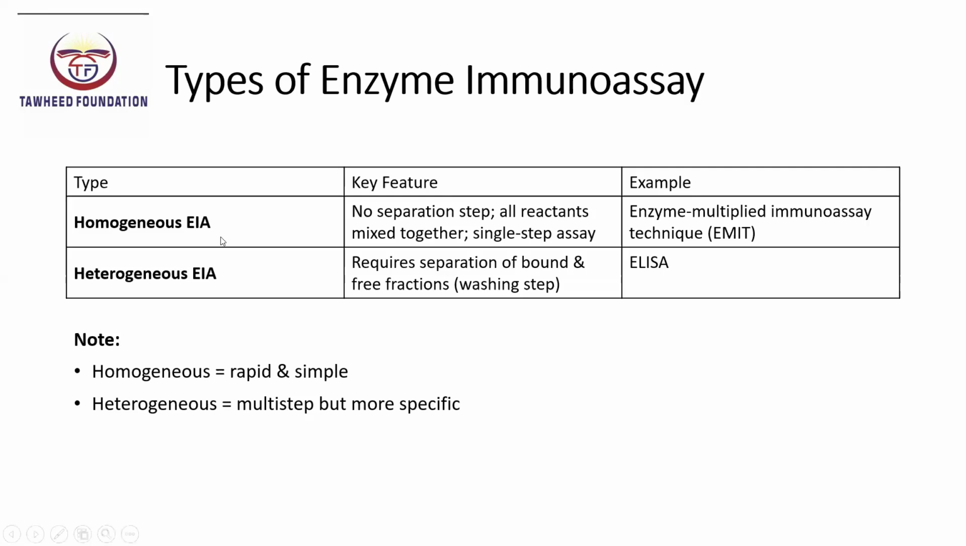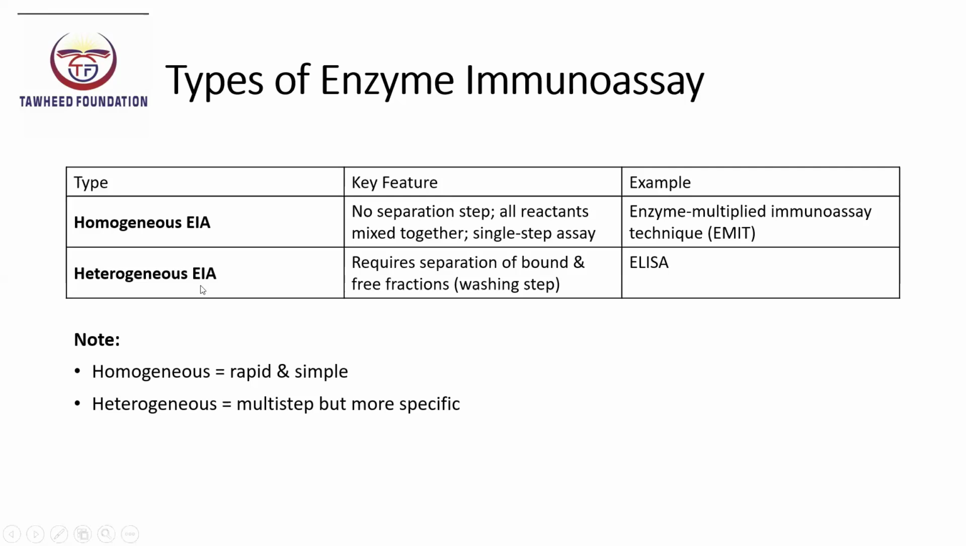That is homogeneous versus heterogeneous. So in this table, it compares homogeneous and heterogeneous enzyme immunoassays. In homogeneous EIA, all reactants, that is antigen, enzyme labeled antibody, and substrate are mixed together in a single phase. There is no separation step, making the assay rapid and simple. The reaction between antigen and antibody directly influences enzyme activity, altering the measurable signal.